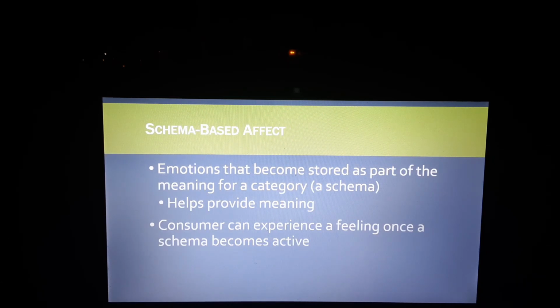Okay, then schema-based affect or schema-based response. Again, this is stories that we tell people or how we put things in a category or a narrative, so to speak. Once we have things in a narrative, then we have experienced this feeling, and we have this sort of story or association. We apply meaning to it. So we can apply meaning, say, to Oscar Mayer, or we can apply meaning to a positive experience going to Disneyland, that kind of thing.